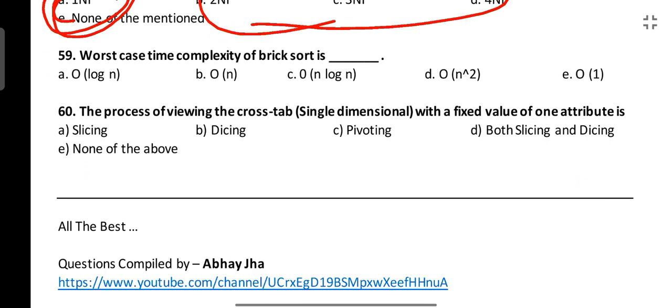Next is, the worst time complexity of brick sort is O(n square). And the last question is, the process of viewing the cross tab single dimension with a fixed value of one attribute. Whenever we have to see a fixed value of one attribute, we use slicing. So learn about slicing, what is dicing, what is pivoting. These things we should know.